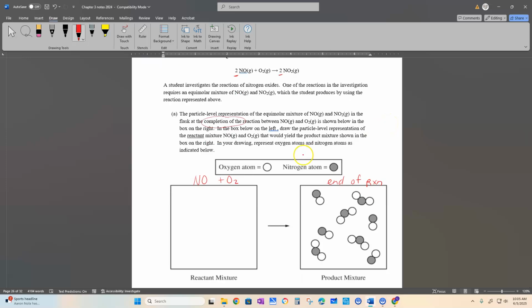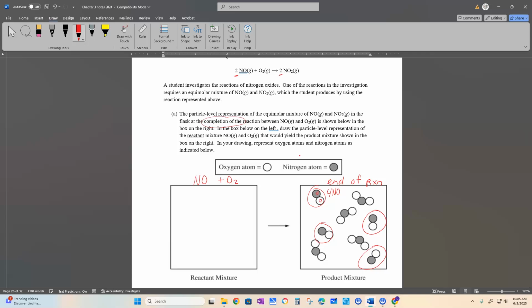So it says these open circles are oxygen, so I'm just going to label it. And these darker ones are nitrogen. So that right there, that's NO. And I have another NO right there. And I have another NO, and I have another NO. So I have 4 NOs sitting over here.